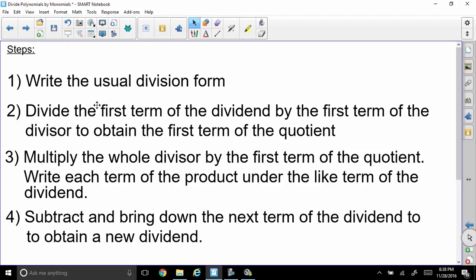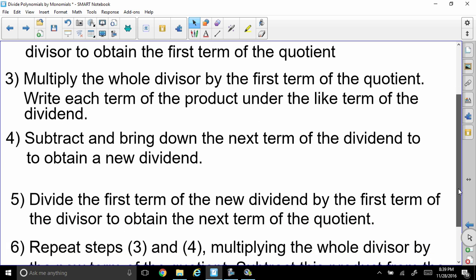Step 2, divide the first term of the dividend by the first term of the divisor to obtain the first term of the quotient. Step 3, multiply the whole divisor by the first term of the quotient. Write each term of the product under the like term of the dividend. Step 4, subtract and bring down the next term of the dividend to obtain a new dividend.